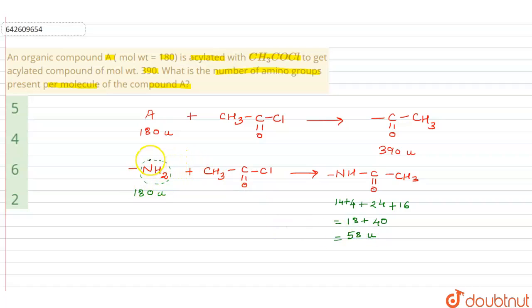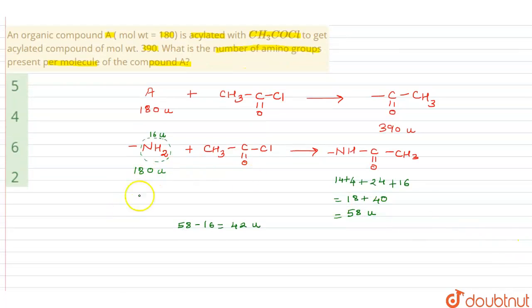And this single NH2 unit over here is how much? 14 plus 2, 16 units. Only a single NH2. So the difference is 58 minus 16, and that is 42 units. In short, there is a difference of 42 units for every NH2 unit getting acylated. So what we have to find out? 390 is the total molecular weight. So 42 units is the difference per NH2 unit.